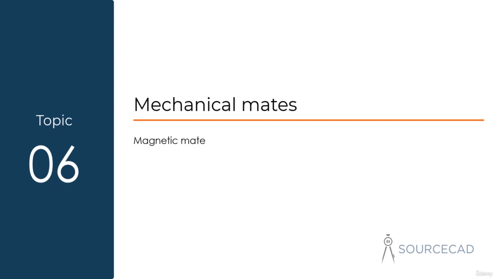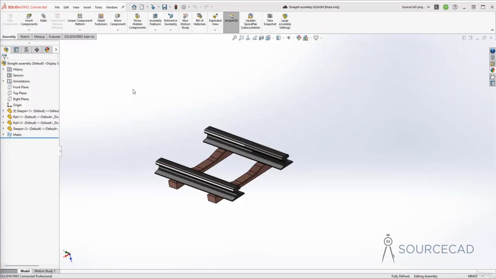Let's now talk about magnetic mates. Using magnetic mate, we can apply mate between similar components very quickly. Let me show you with this example.